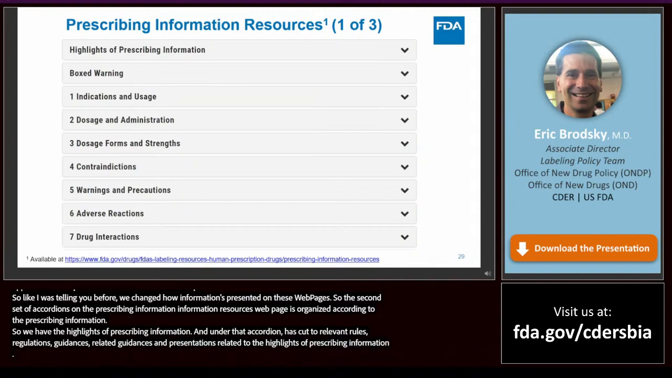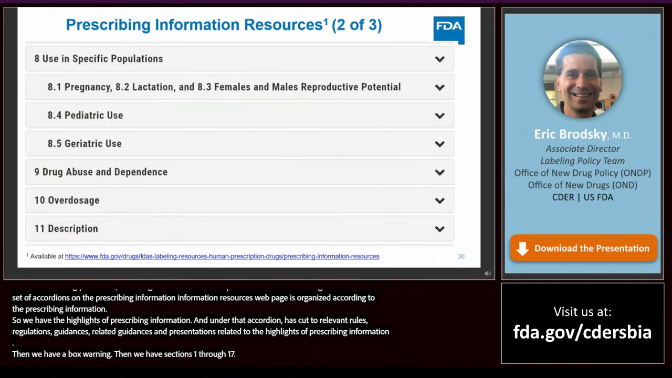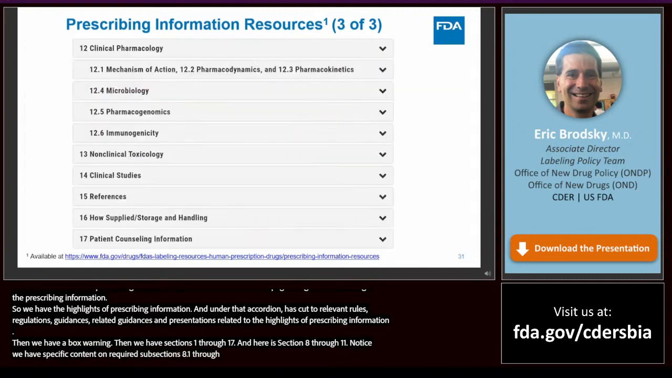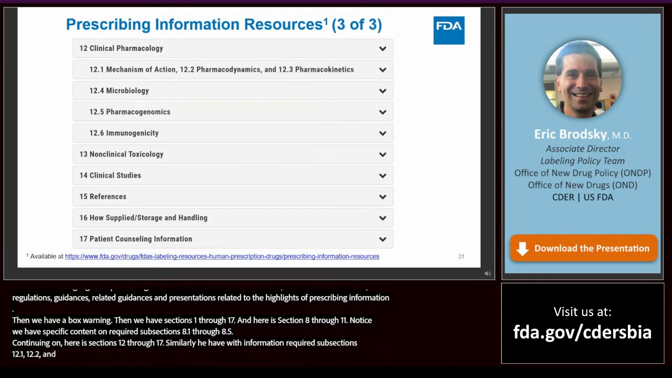Then we have the boxed warning. Then we have sections 1 through 17. And here is sections 8 through 11. Notice we have specific content on required subsections 8.1 through 8.5. Continuing on, here is sections 12 through 17. Similarly, we have information on required subsections 12.1, 12.2, and 12.3, and recommended as appropriate subsections: microbiology, pharmacogenomics, and immunogenicity.